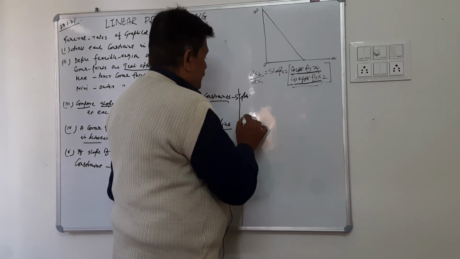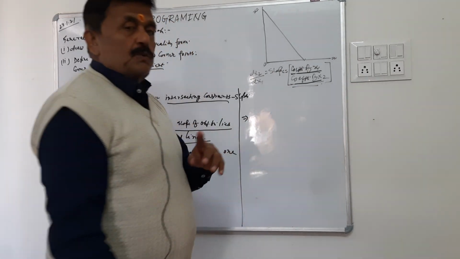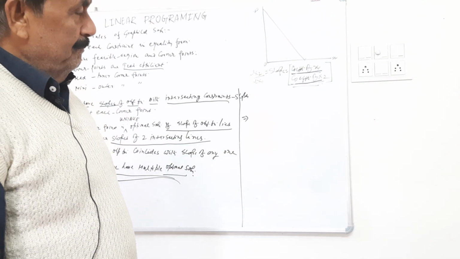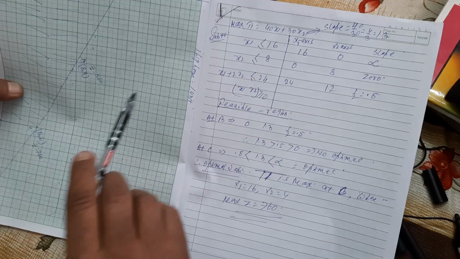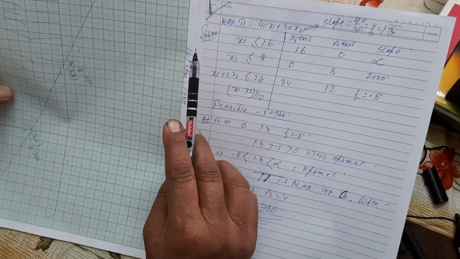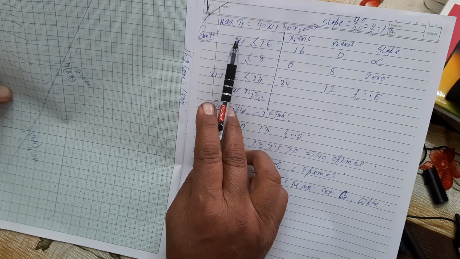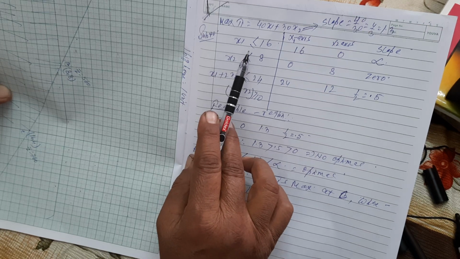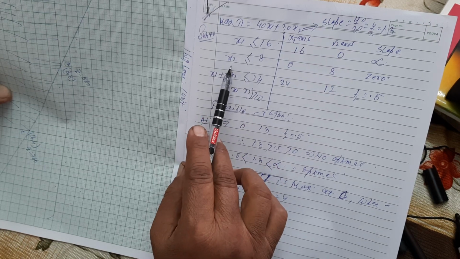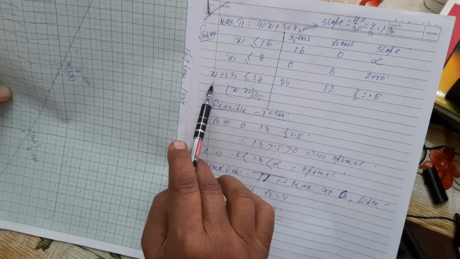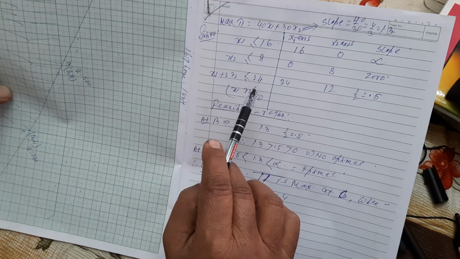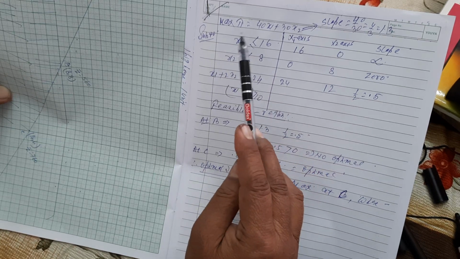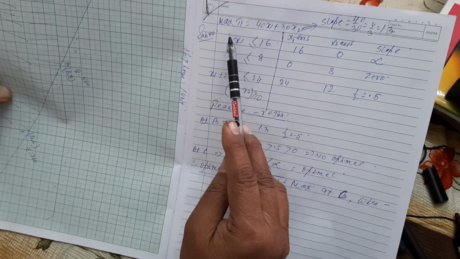Now we proceed to solve three sums through the graphical technique, and that too on graph paper. Now students, this is the first sum. It says: maximize pi = 40x1 + 30x2, subject to x1 ≤ 16, x2 ≤ 8, and x1 + 2x2 ≤ 24, with x1, x2 non-negative. This is a standard LP sum related to a maximization program.